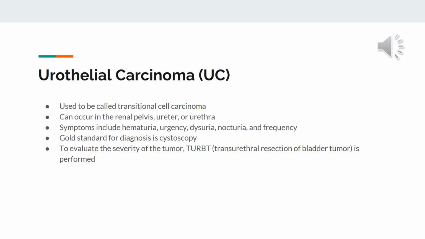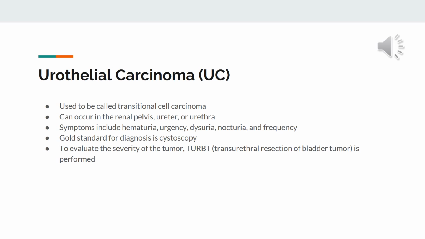The second type of cancer that Avelumab is approved for is urothelial carcinoma, or UC. This used to be called transitional cell carcinoma. You can see urothelial carcinomas occurring in the renal pelvis, the ureter, or the urethra. The bladder is the most common location to find this, though.